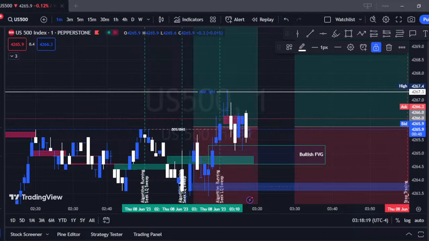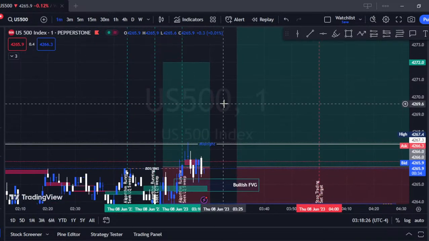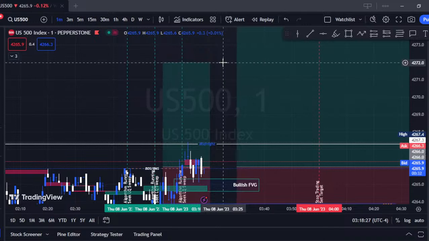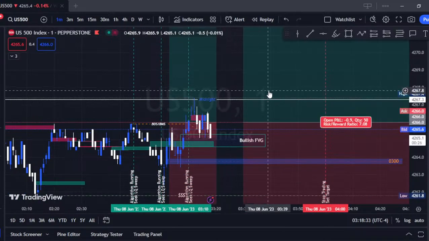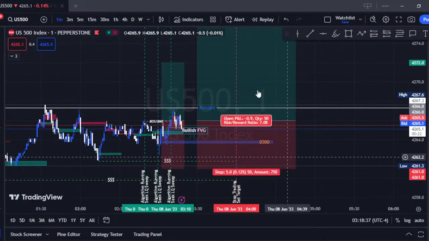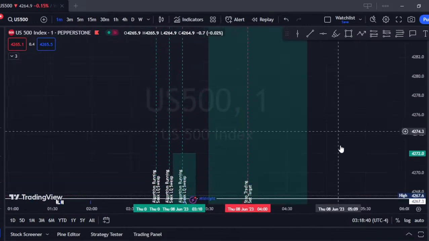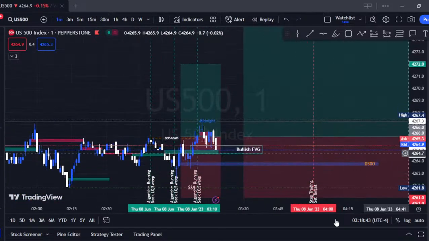My TP1 on the setup is here. I'm using the Pepperstone broker, so the price will be here on the 6 handles, 42.72. That's my first TP. I will be marking some levels of TPs later on this bigger trade. I'm still looking for the price to move first.